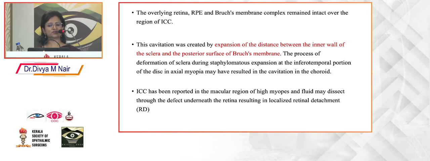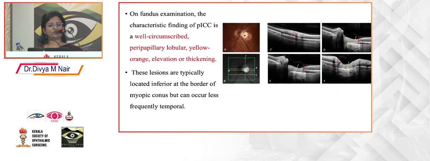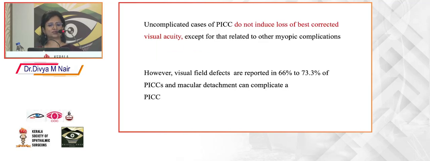And this happens because of expansion of the distance between the inner wall of the sclera and the posterior surface of the Bruch's membrane. On fundus examination, how can you suspect this? The red star in the photograph, the red marked areas are the intrachoroidal cavitation, well circumscribed peripapillary yellow-orange like lesions. And when you take an OCT through that, you can detect this intrachoroidal cavitation next to a myopic conus. Uncomplicated cases do not cause much visual acuity problems, but they are known to cause some visual field defects.